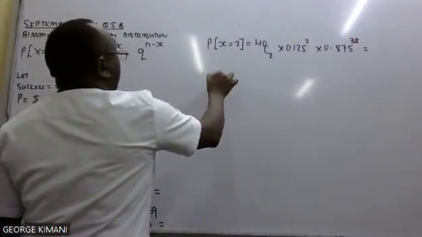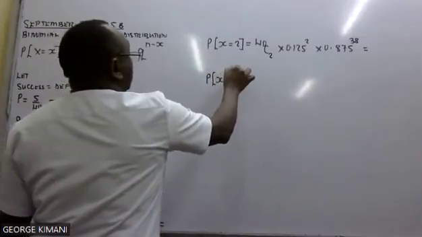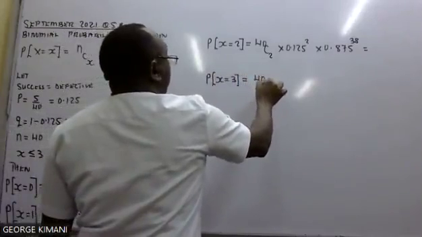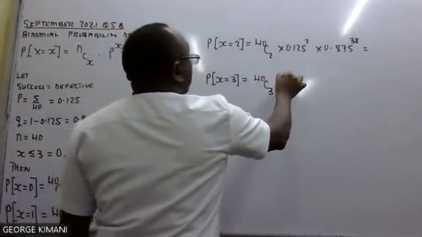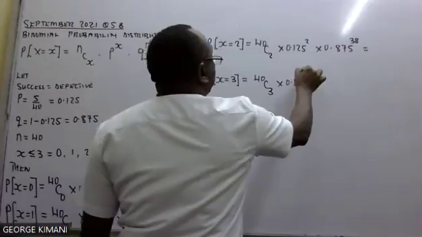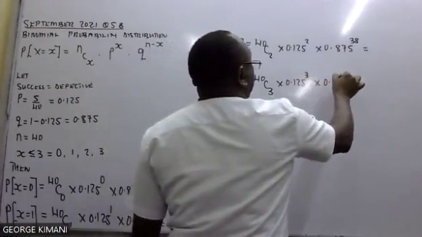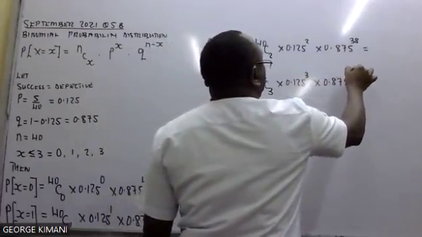And finally, the probability that X is equal to 3. It is 40 combined 3 multiplied by 0.125 raised to power 3 multiplied by 0.875 raised to power 37.